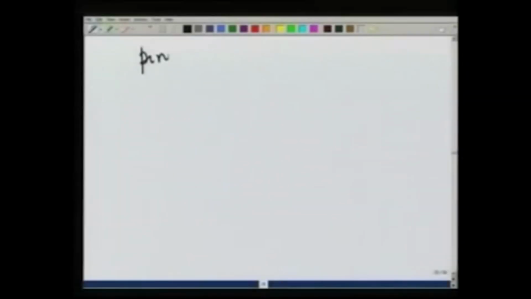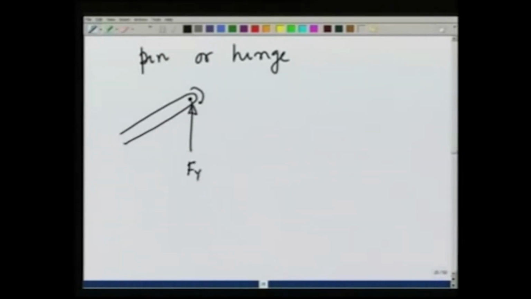Next, we consider an element which is a pin or a hinge, same thing. That is, if I have an element, a rod or a plank, and it is free to rotate about this point, it is hinged here. In that case, the hinge cannot apply any torque, but applies a vertical force and a horizontal force, Fy and Fx. These are the only two forces that it can apply, nothing else. So, let us see an example of this.